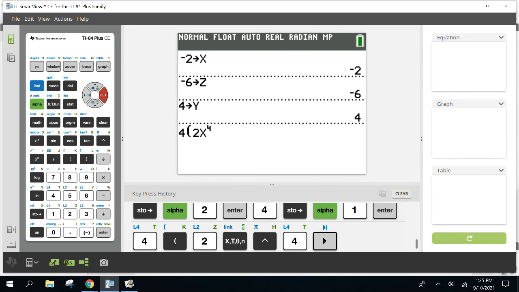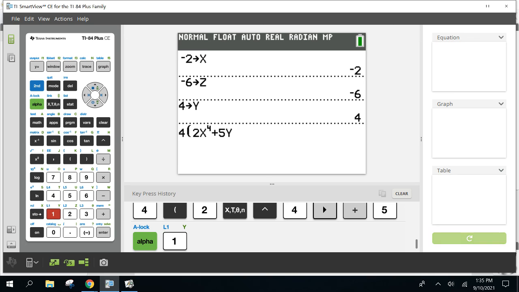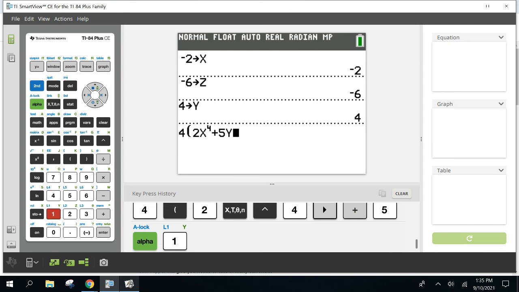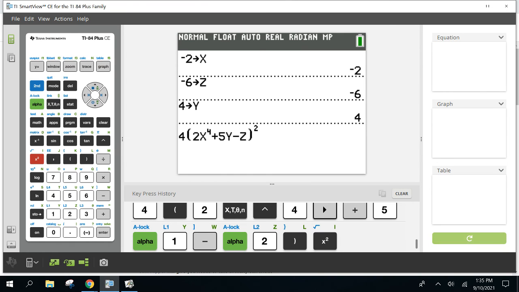Okay, let's get back down and type in the rest. Plus 5, remember where the y was? Above the 1. Minus z, above the 2. Close it, all squared. So you can go raise it to the 2 or hit the squared button here on the left.